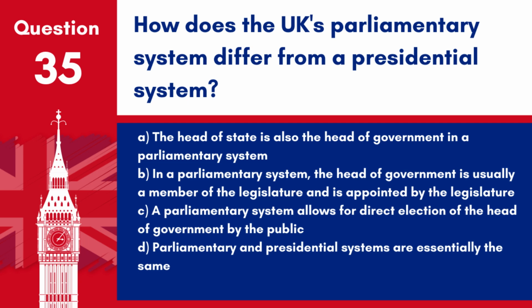Answer. B. In a parliamentary system, the head of government is usually a member of the legislature and is appointed by the legislature. This contrasts with a presidential system, where the president often serves as both head of state and government and is directly elected by the public.